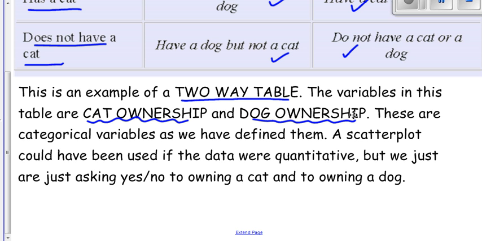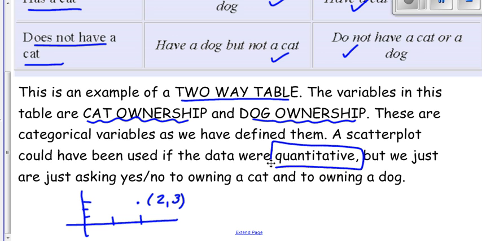Now, if we had asked for a number, we would organize our data with a scatter plot, because in a scatter plot we can have 2 axes, and the points in the scatter plot would be numbers, something like this, right? 2, 3 or something like that would represent I have owned 2 dogs and 3 cats in my life, or vice versa. But we didn't ask about quantities. We just asked about categories. Are you a cat owner? Are you a dog owner? And so because these are categorical variables, the way we define them, scatter plots are not possible, but a two-way table is.